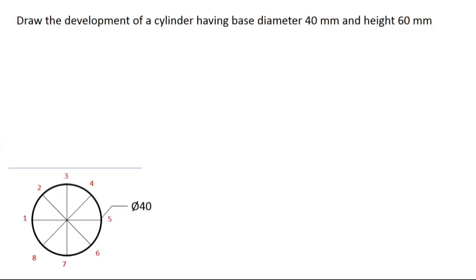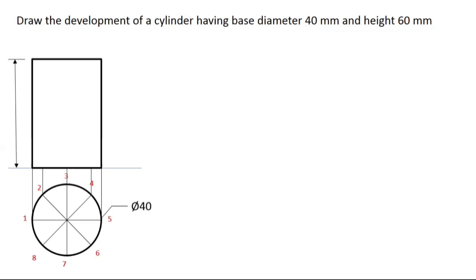Just like that. Now take the projection of each of these points 1 to 8 in the front view, like that. Right? And draw the rectangle. I told you the cylinder will be observed as a rectangle. How large should the rectangle be? 60 mm should be the height and 40 mm should be the width, the diameter of the cylinder, right? So this would be the height of the cylinder. Now how to name it?